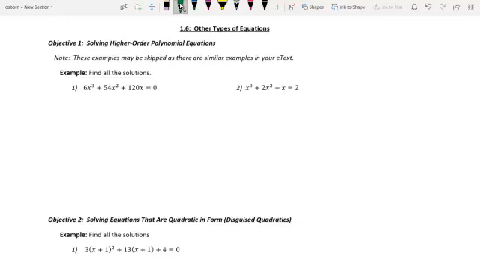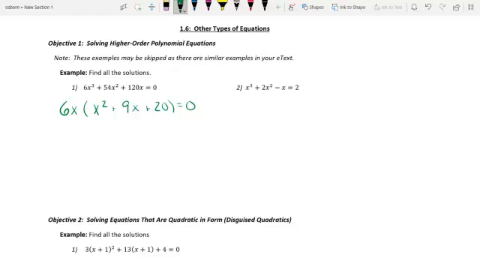The first thing you want to do is look to see if you can factor out your greatest common factor. Right away I see an x in each of these terms, so I know I can factor out an x. And I see that each one of these coefficients in front of my variable is divisible by 6. So I'm going to factor out 6x. When I do that, that gives me 6x, and then in parentheses, x squared plus 9x plus 20, close parentheses, equals 0.